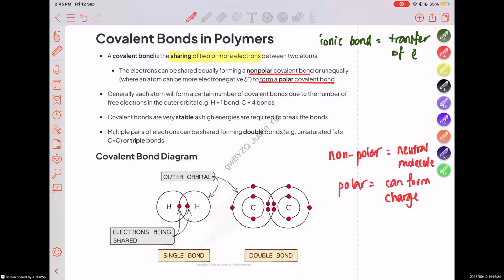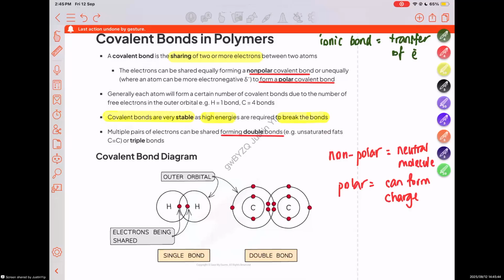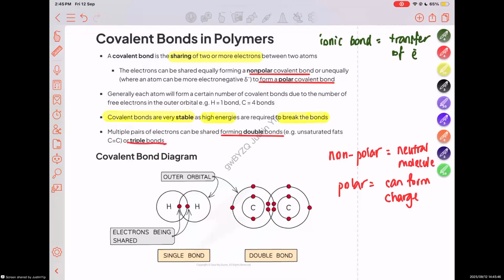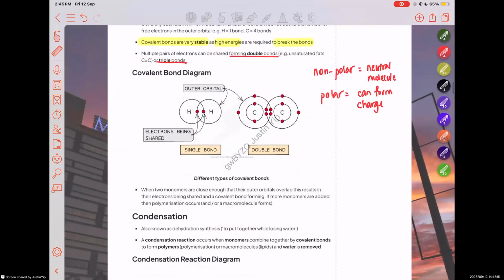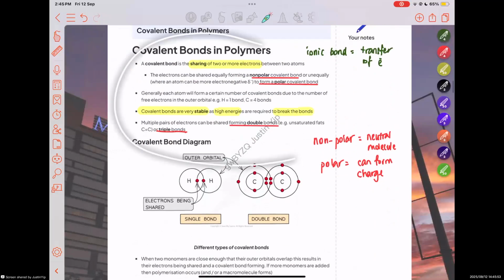Covalent bonds are actually very stable, and they need a lot of energy to break the bond. Sometimes covalent bonds can form a double bond, especially in unsaturated fats, or they can even form a triple bond. So this is covalent bonding. It's like a sharing. This one you just read through, because you will learn more in chemistry.